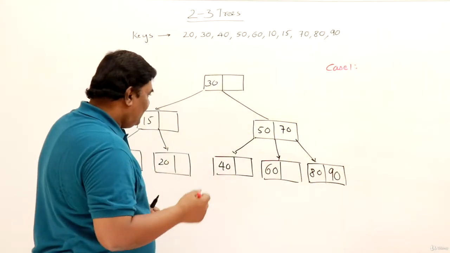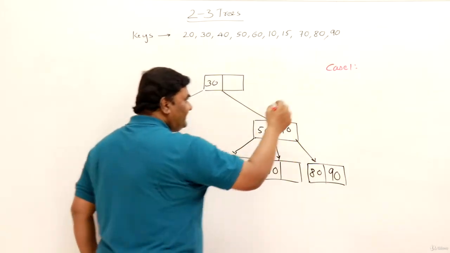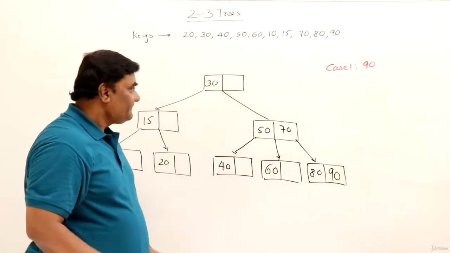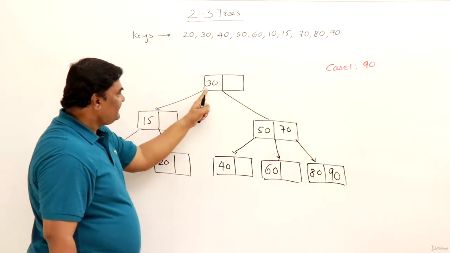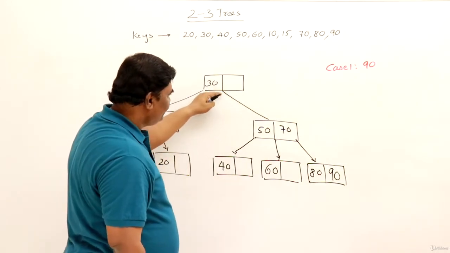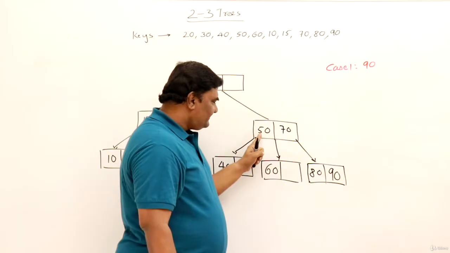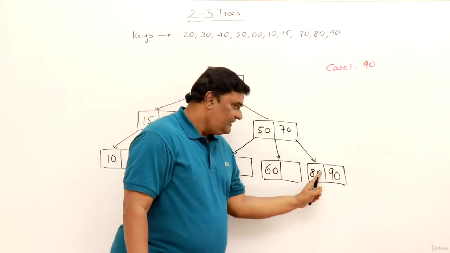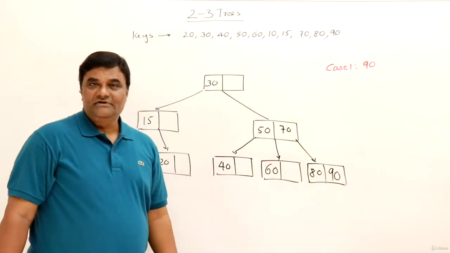So case 1. I want to delete 90. Delete 90. Case 1. Watch it here. Search for 90. 90 is greater than 30. There is no key here. So it must be in this middle node. Then it is greater than 50, greater than 70. So it must be in the right child. So it's greater than 80. Yes, we found 90.